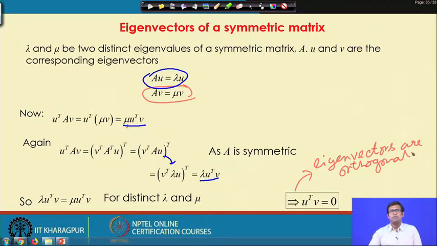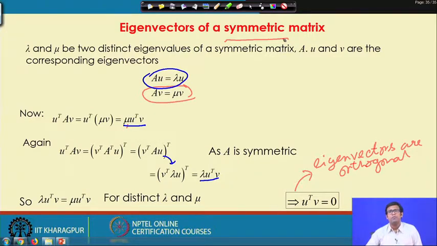For distinct eigenvalues, the eigenvectors are orthogonal to each other, and this is for a symmetric matrix. For a real matrix, eigenvalues appear in complex conjugates, and for a symmetric matrix, eigenvectors are orthogonal to each other.